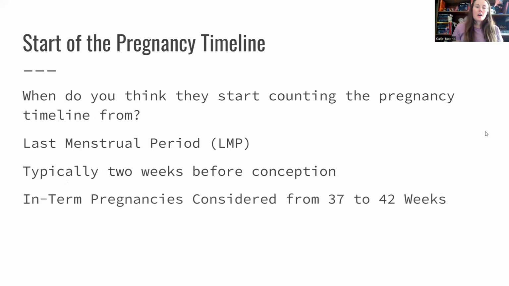And so when they're doing this, they consider full-term pregnancies from about 37 to 42 weeks. Remember, week 1 is from the last menstrual period, when you're actually not pregnant. So on the pregnancy timeline, the person is not pregnant for the first 2 weeks typically, unless ovulation occurs really early on.